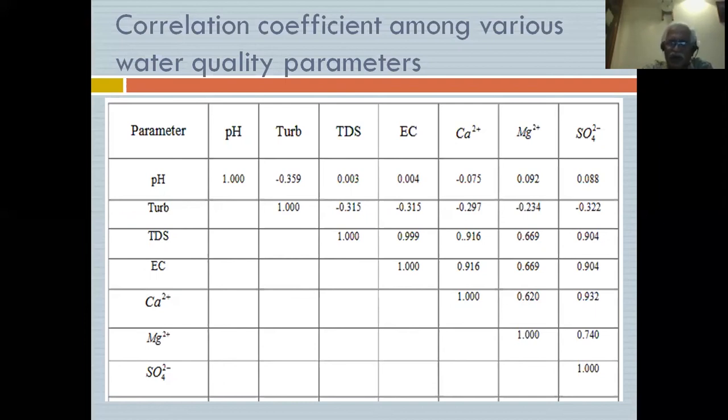So the correlation coefficient indicates the result is correct, because TDS must be correlated with EC. TDS has a good relation with calcium, magnesium and the anion, and calcium has a good relation with magnesium because of hardness correlation, and calcium and sulfate is there. That means total hardness is the composition of calcium hardness plus magnesium hardness. This is the way. Next.